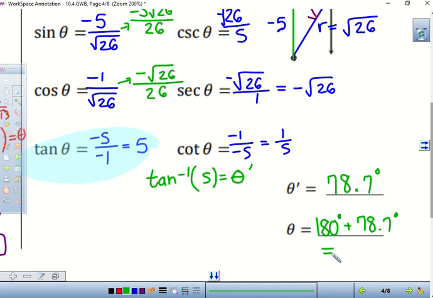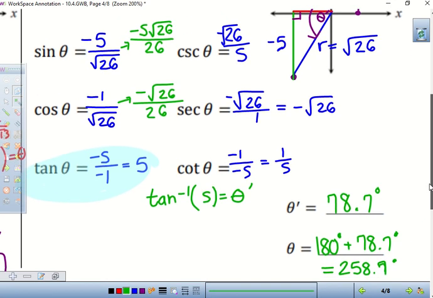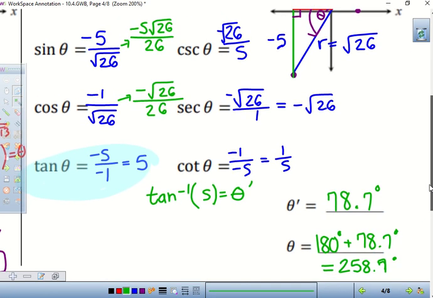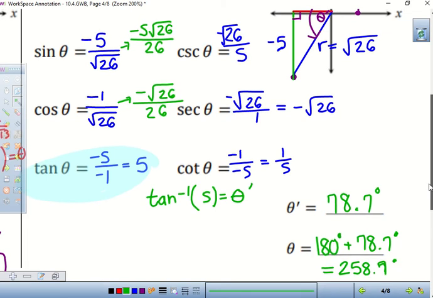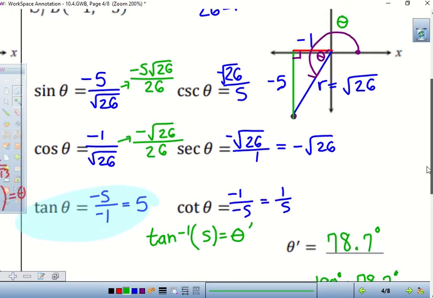Which will come out to be 258.7 degrees. So like I said, you have to look at the picture and see what's happening to find theta. That's really the only sure way I can tell you how to do this, because every case is going to be a little bit different. Now, there's going to be a case for each quadrant that has a rule, but I think it's easier to just see it than to try to memorize all those rules.